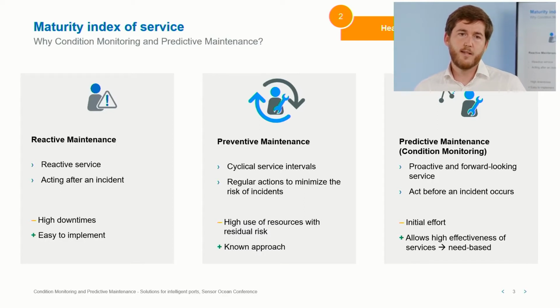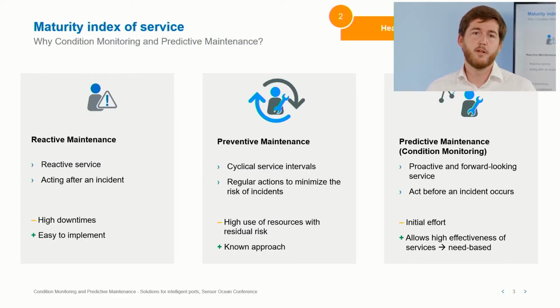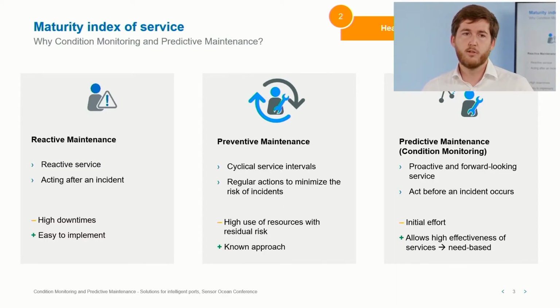So reactive maintenance, starting with this point, like the name is saying, you act after an incident. The main disadvantage is, of course, you have really high downtimes, but it's easy to implement. The second stage, preventive maintenance, is about service intervals, that you do services every month or every year, for example, and you have regular actions to reduce the risk of incidents. The disadvantage is there, you need a lot of resources and you have a risk, but it's a well-known approach, so you know it also from your private life.